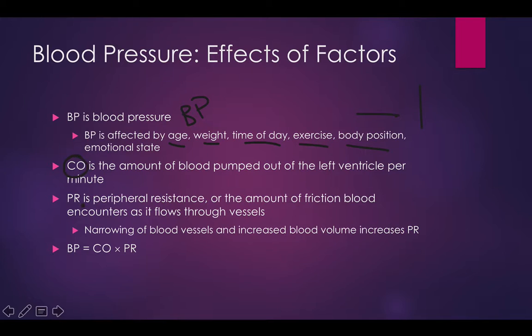Cardiac output, we talked about a little bit already. This is the amount of blood that's pumped out of the left ventricle per minute. Then you have something called peripheral resistance. This is the amount of friction that blood encounters as it flows through the vessels. So narrowing of the blood vessels and increased blood volume will increase the peripheral resistance. So blood pressure equals your cardiac output times your peripheral resistance. That's how you would calculate it with cardiac output and your resistance.